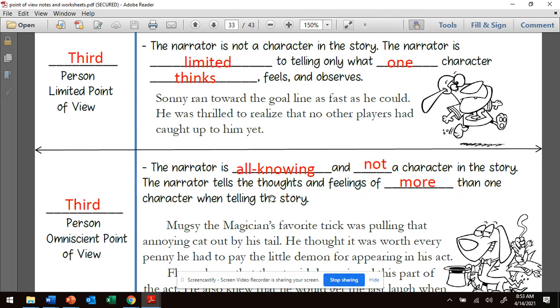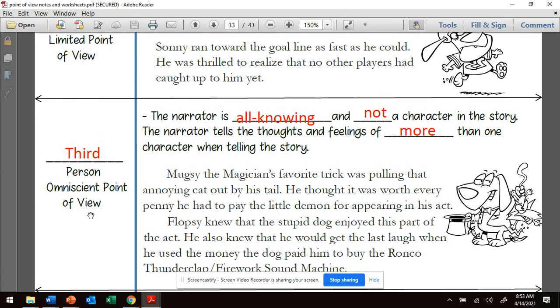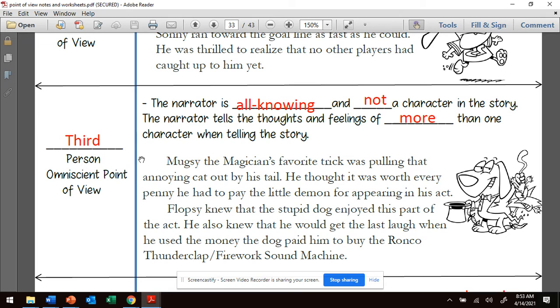Okay, there's another type of third person called omniscient. Third person omniscient. Okay, so it's still third person. In this case, the narrator is all-knowing and not a character in the story. The narrator tells the thoughts and feelings of more than one character when telling the story. Muggsy, the magician's favorite trick, was pulling that annoying cat out by his tail. He thought it was worth every penny he had to pay the little demon for appearing in his act.